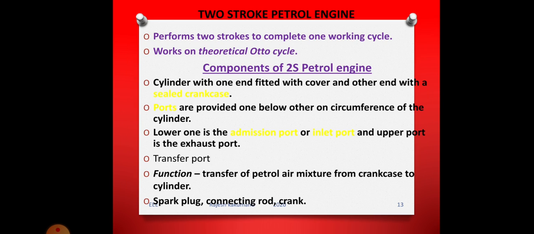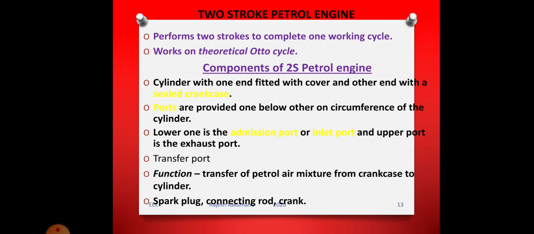Okay, next, 2-stroke petrol engines. Now we discuss the 2-stroke petrol engines. In the 2-stroke petrol engine, it performs 2 strokes to complete one full cycle. It works on the theoretical Otto cycle. We'll discuss air standard cycles in the next classes, what the Otto cycle is and what the diesel cycle is. Next, the components of the 4-stroke engine we covered in earlier classes. Now the components of the 2-stroke petrol engine will be discussed in this session. Whatever components we have, similar components are there, with some plus and some minus components.